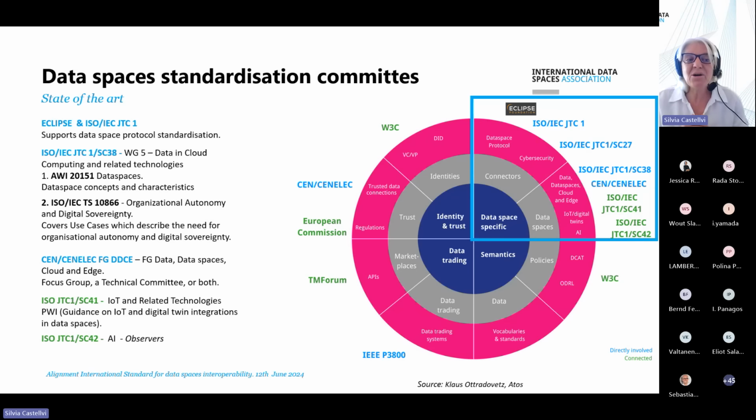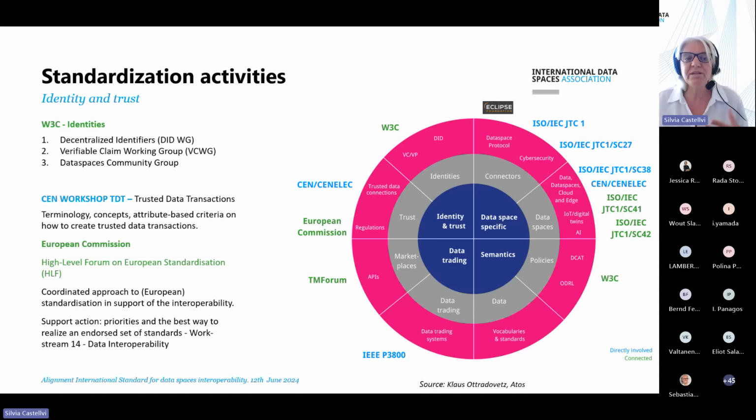But then we have CEN-CENELEC at European level that has initiated several activities that we will go into in depth later. And of course, data spaces are closely related with digital twins, IoT, artificial intelligence. So we have a strategic alliance in order to assure a smooth integration with these technologies and how to integrate data spaces.